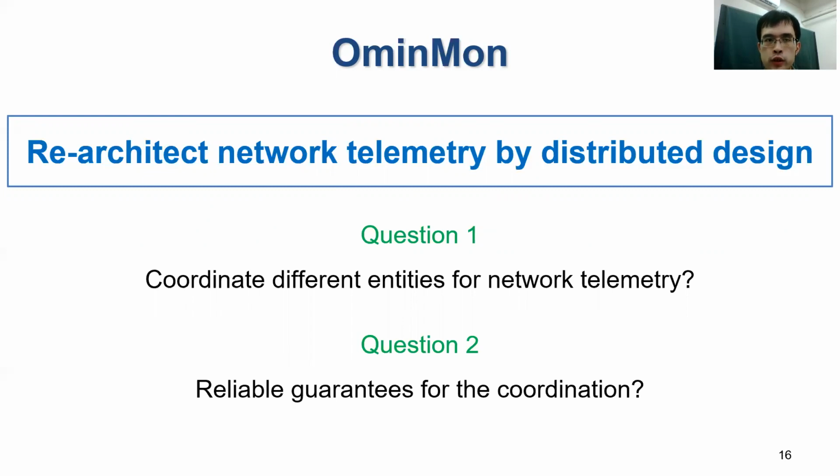The first question is how to distribute network telemetry across different entities and coordinate these entities. And second, as in many distributed systems, we need to deal with some unreliable issues such as inconsistency and message loss. This is necessary to guarantee our telemetry architecture works correctly. We first consider the first question.